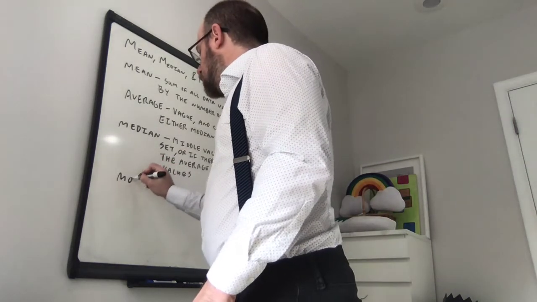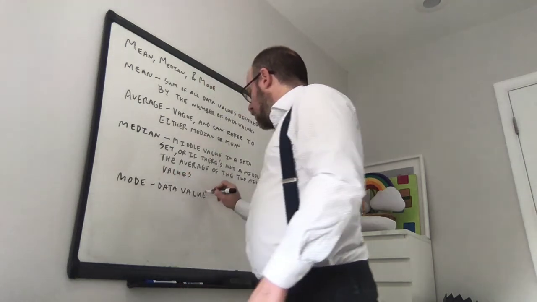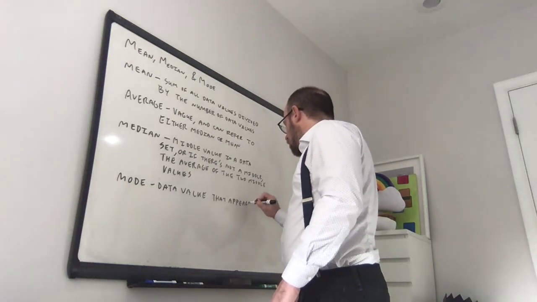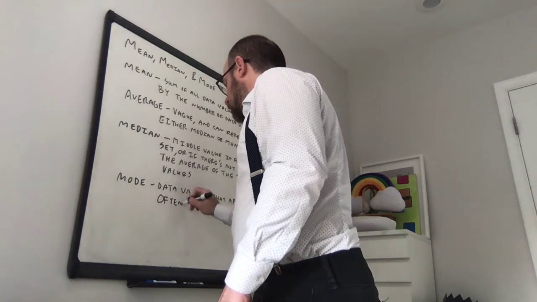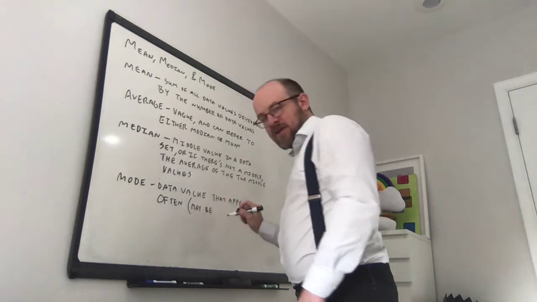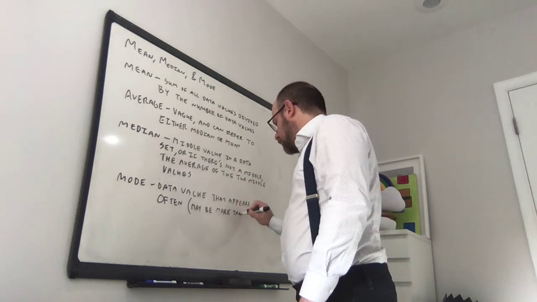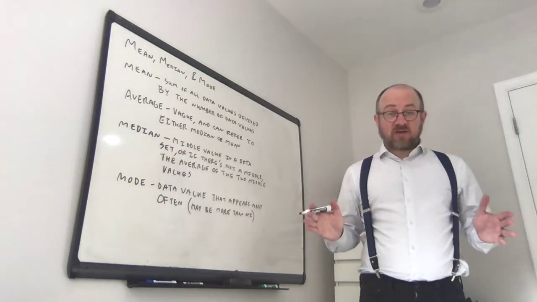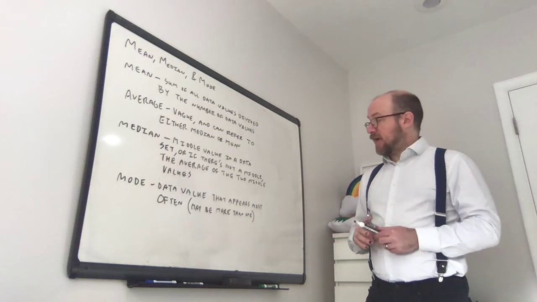Okay? And so the mode is the data value that appears most often. And just as a little bit of complication here, there may be more than one. Okay? So the mode is the most frequent data value. It's the value with the highest frequency. But that may be more than one particular value.